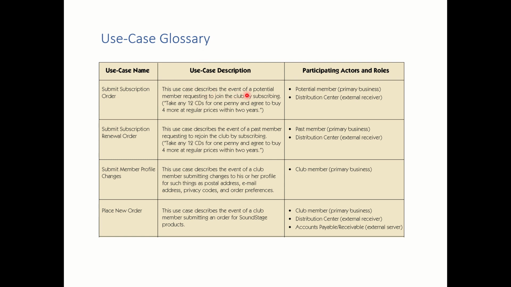The use case describes the event of potential members requesting to join the club by subscribing. So it is a description given to this particular use case, or the function that is part of your system. Now here, participating actors and roles: who will be part of this particular use case? You will have a potential member and a distribution center. These are the two different actors who are part of this use case. So you will get a very clear and detailed idea about the use case itself, the actors associated with it, and what it is all about. All this complete information can be identified with the help of this use case glossary.